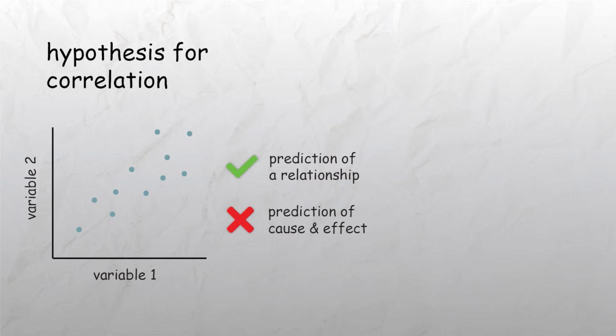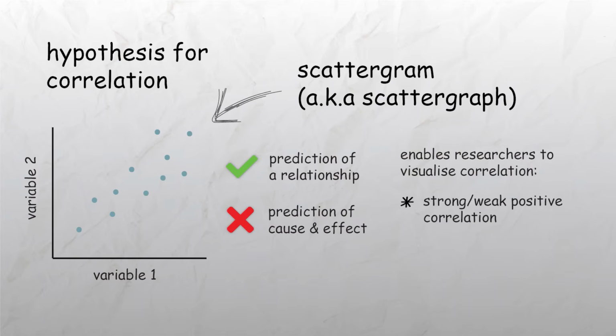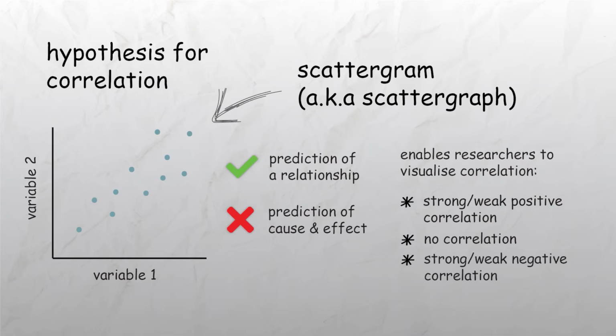When carrying out correlational analysis, the data is summarized by presenting the data in a scattergram or scattergraph. This enables the researchers to visualize any correlation that may be present, whether there is a strong positive correlation, a weak positive correlation, no correlation, a weak negative correlation, or a strong negative correlation.